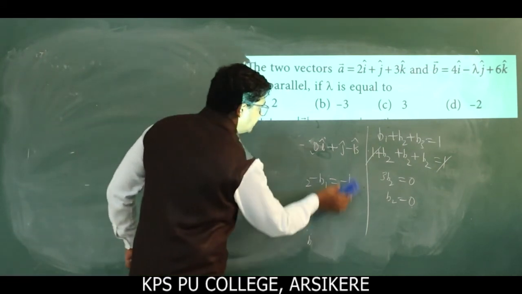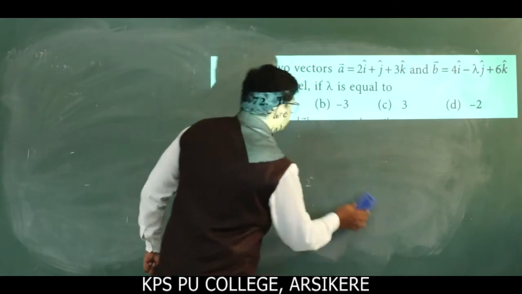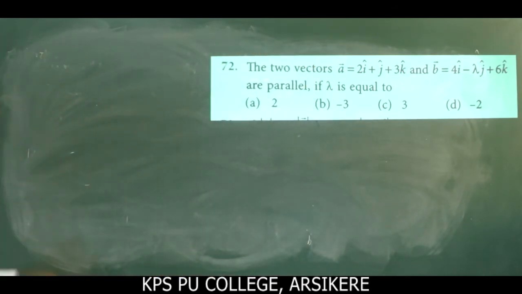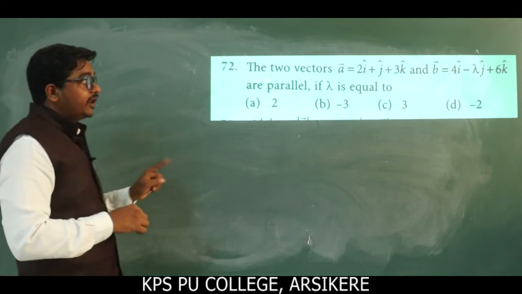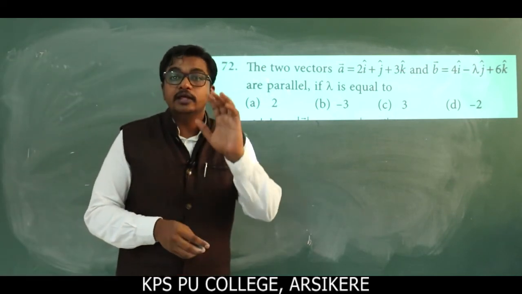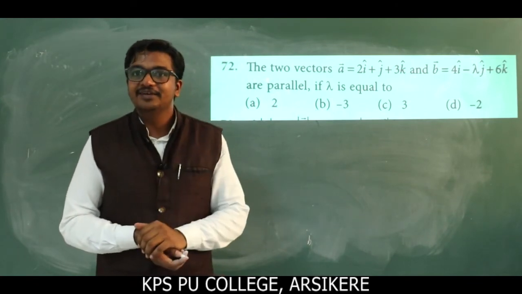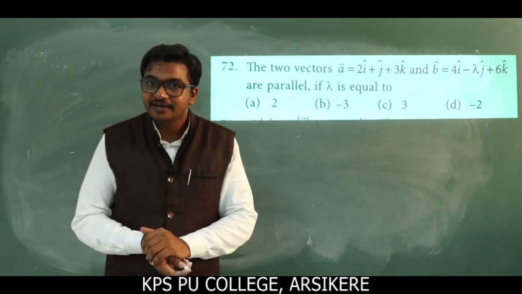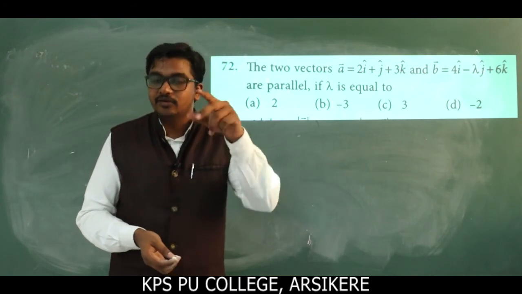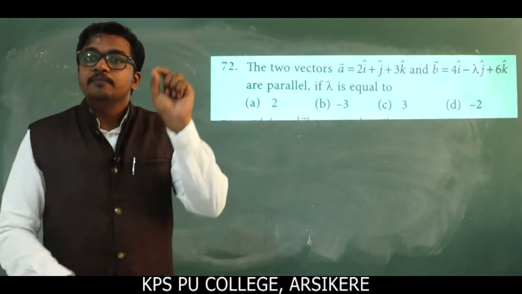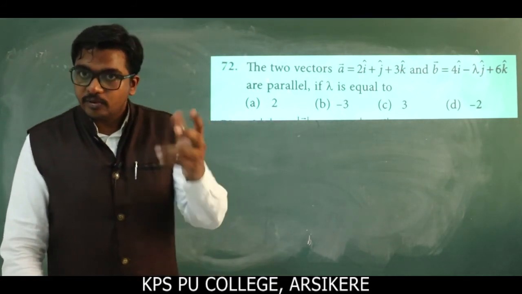So here they have given two vectors. Vector A is equal to 2i plus j plus 3k, and vector B is equal to 4i minus lambda j plus 6k. They are parallel if lambda is equal to what? Parallel means they are collinear. Once they are collinear, their scalar components are proportional.